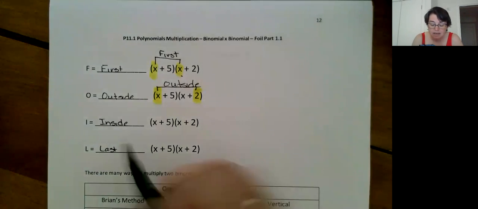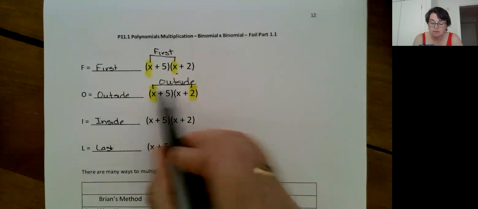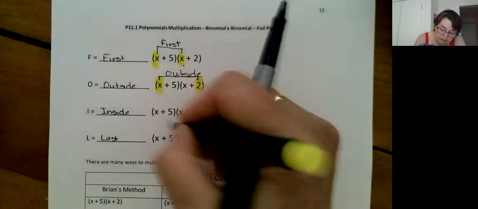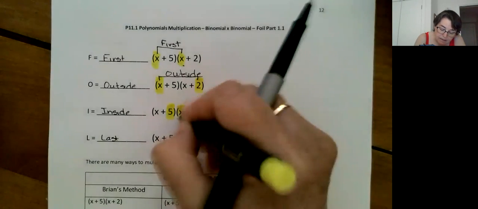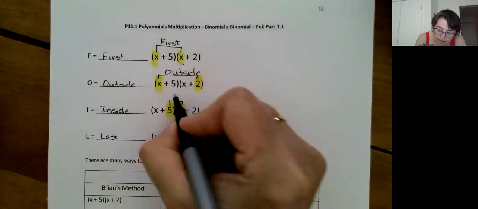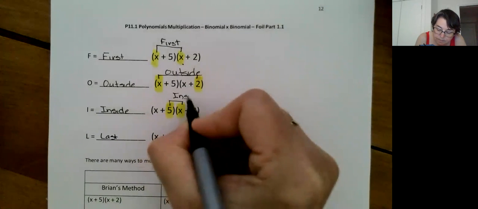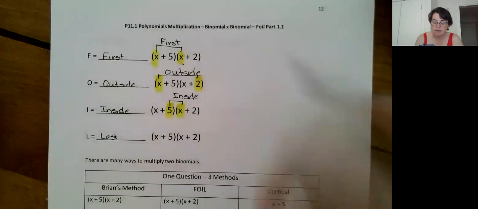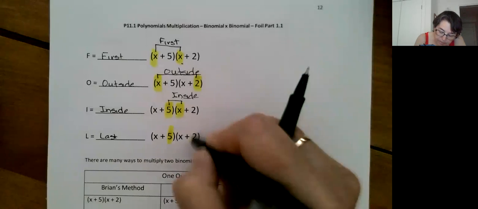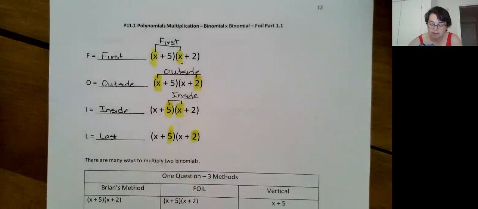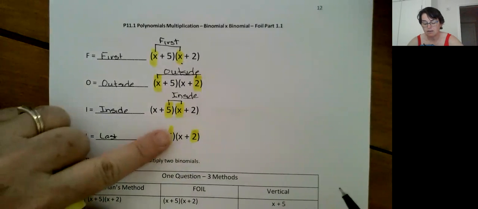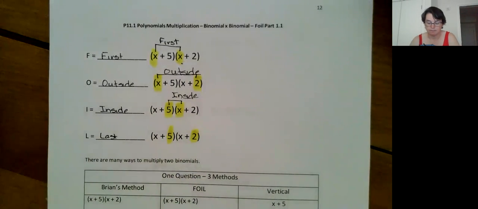Let's do it. Now we got inside. Well, if you know these ones are the outside, it should be clear that this and this are the inside. And then last is there, because if we look at this bracket, that's the last term. And if we look at this bracket, that's the last term.